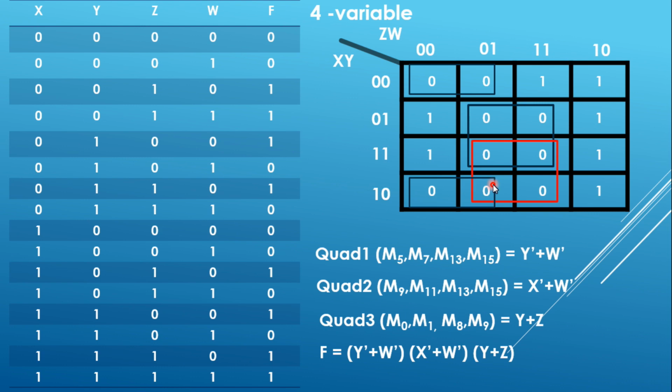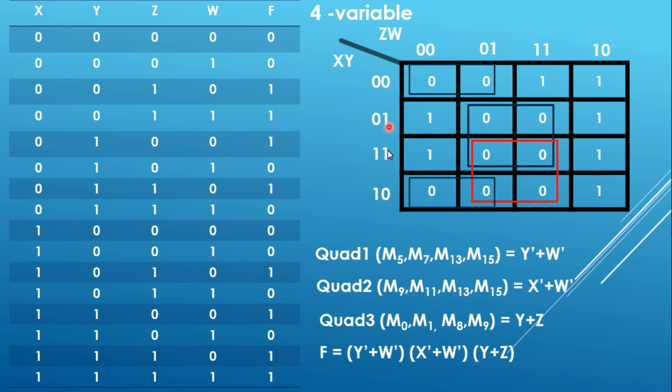So this is what you have to consider. x is the same here, but it is 1, so it will be x bar. y is changing, z is again changing, so it will be removed, and w is the same, so you will have here x bar plus w bar.